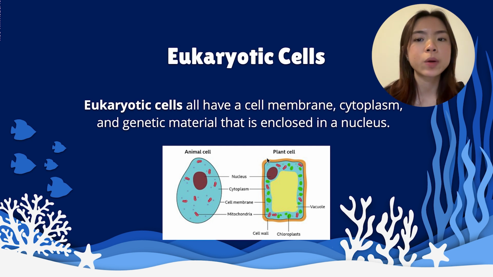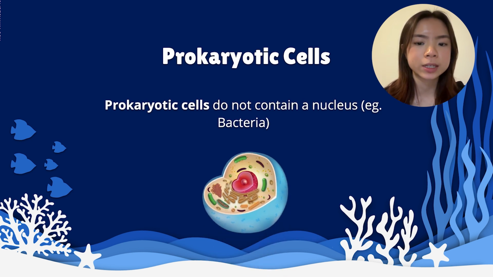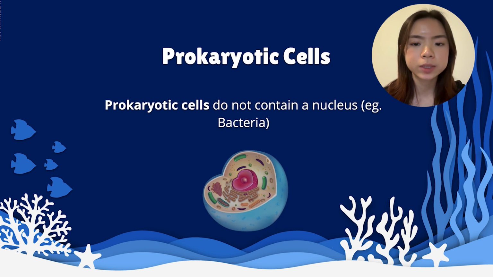Next, let's talk about prokaryotes. So prokaryotes, an example of this is bacteria. And bacteria are single-celled living organisms. And these are smaller than a human cell. Because they're smaller, we actually need a more powerful microscope in order to see them.